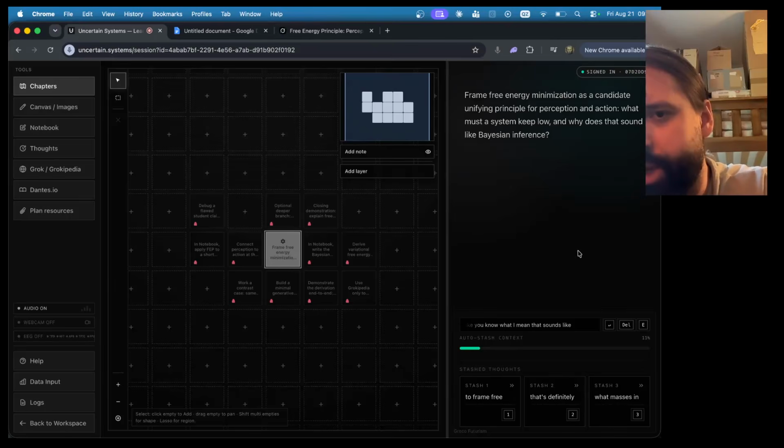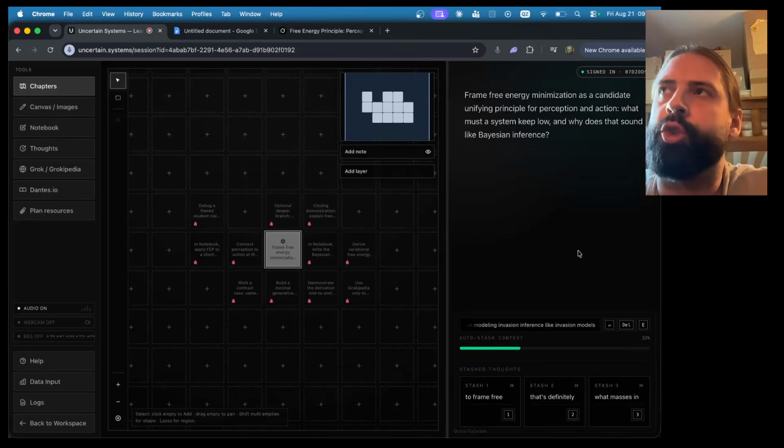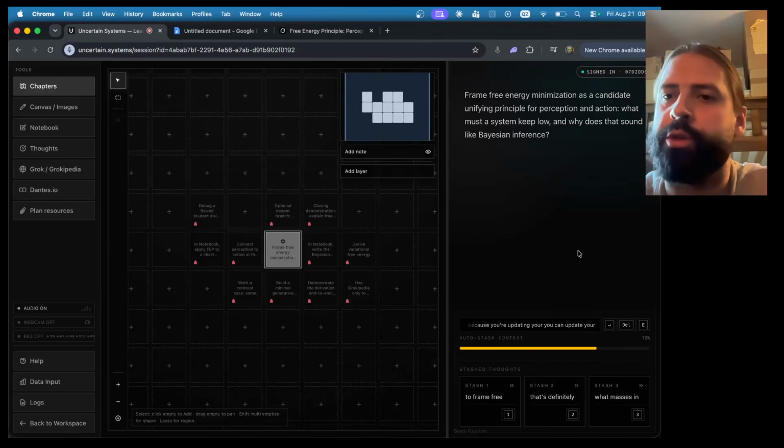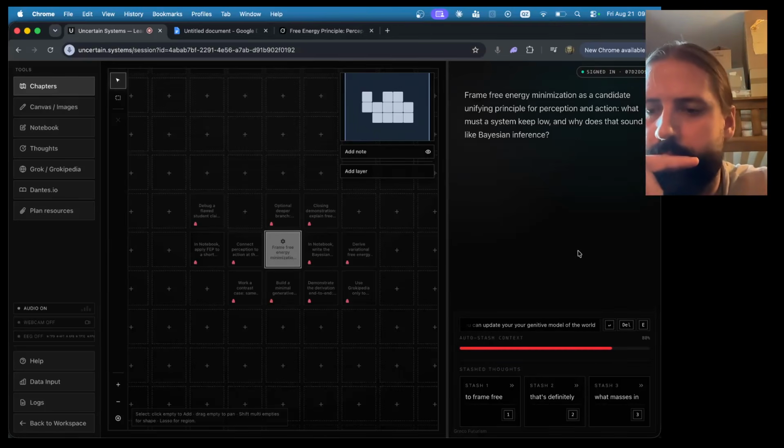That sounds like Bayesian inference because in Bayesian modeling and Bayesian inference, what you're doing is constantly updating your prior based on observations. That's why it sounds like that, because you can update your generative model of the world.